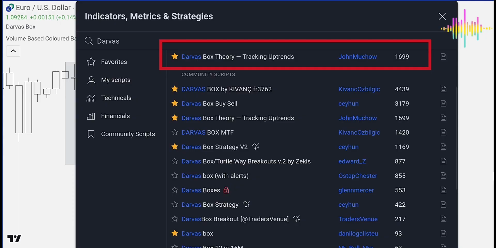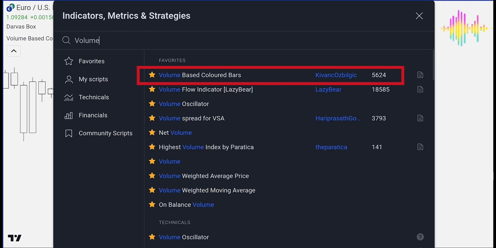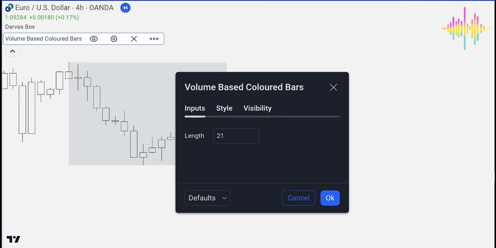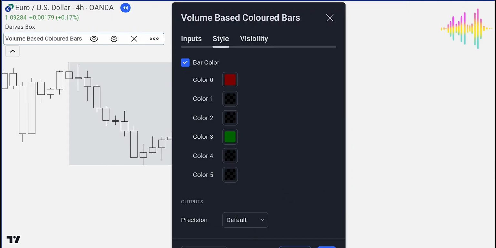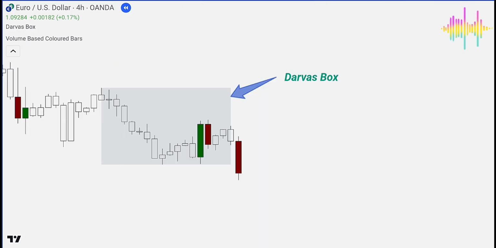We can keep the settings for the Darvas box indicator as default. Additionally, please optimize the settings for the modified volume indicator as shown on the screen. The gray area you see on the screen represents the consolidation zone created by the Darvas indicator. The Darvas box strategy considers this area as a resting place where the price consolidates before determining its direction, and it plans to open trades based on the direction in which the price will break out of the box.